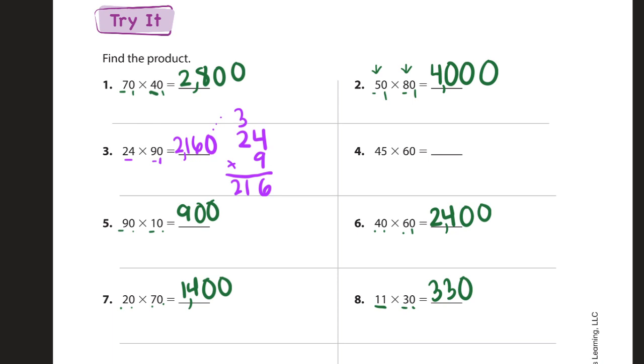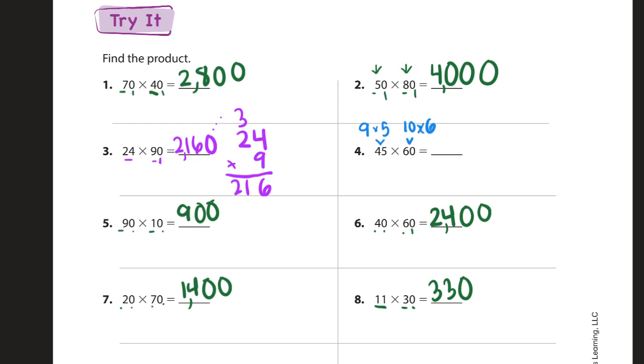But here's another way you can solve. You can decompose or break apart these numbers, these factors, but you have to think of multiplication. So what two factors equal 45? 9 times 5 is 45. And what two factors make 60? 10 and 6. There are other answers that can make 60, but I want to have numbers with zeros in them or multiples of 10 because I know I can multiply a lot faster and a lot more accurate with multiples of 10.